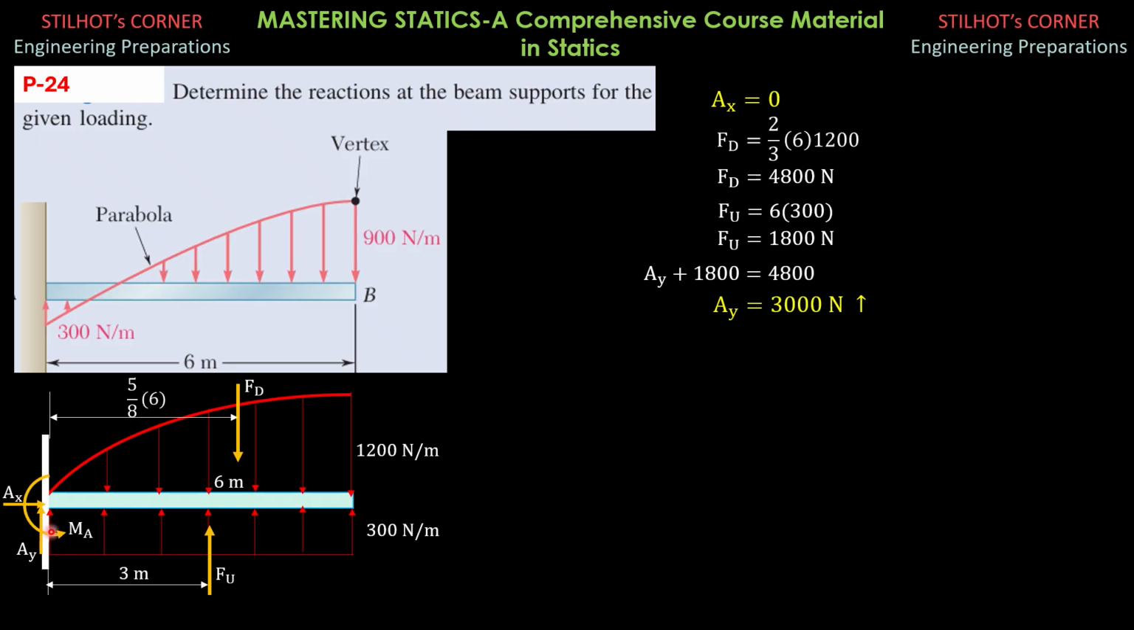Then for MA, I sum up moments about the right end. This time, we sum up moments about the left end A because the moment arms are predetermined and already labeled in the figure. So counterclockwise positive, MA plus FU, which is 1,800 times 3, equals FD, 4,800 times 5/8 of 6. Solving for MA, it is equal to 12,600 newton-meters counterclockwise, just like in the preceding slide.